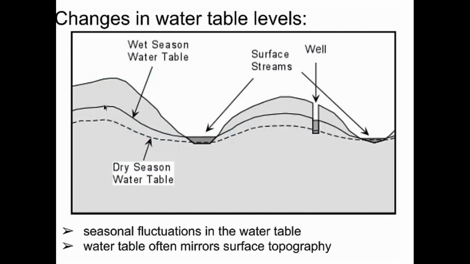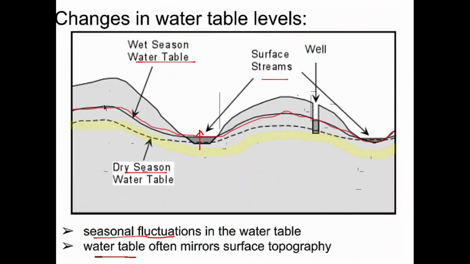So now we'll discuss changes in water table level. During the wet season, the water table is high, or we say the water table is near the surface, and as a result, for the surface stream or lake, there is an increase in the height of lake level compared to the dry season. We have to understand that the top of a lake is also understood as the top of the water table, and during dry season the water table falls down or it gets deeper. So this is all about the seasonal fluctuations in the water table.